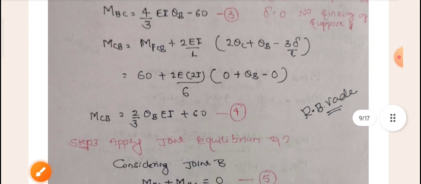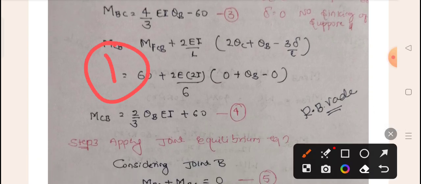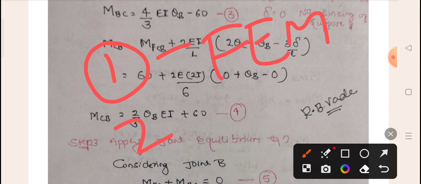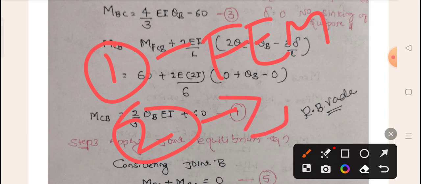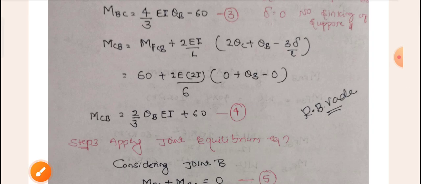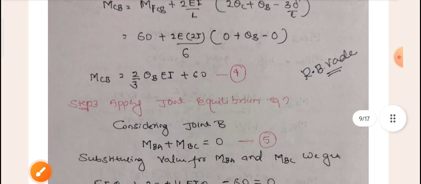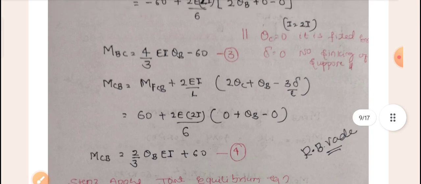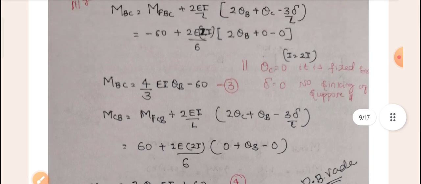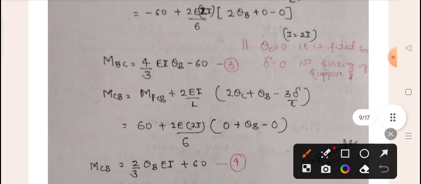Step number 1 and step number 2, what are they? Step number 1 is you are supposed to calculate the fixed end moments. Step number 2 is what? The values calculated in the fixed end moment, we have to substitute in the slope equation. So after substituting in the slope equation, I got 4 equations. Equation 1 is for MAB, equation 2 is for MBA, equation 3 is MBC, and equation 4 is MCB.